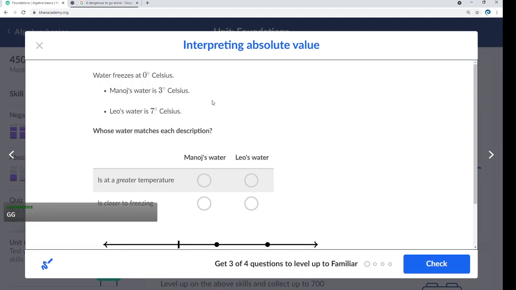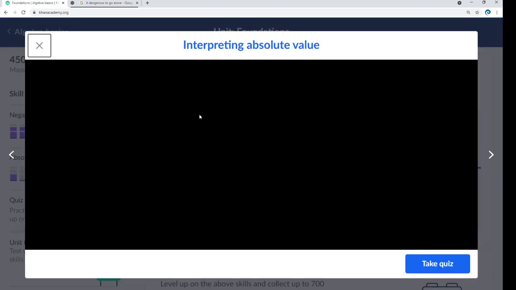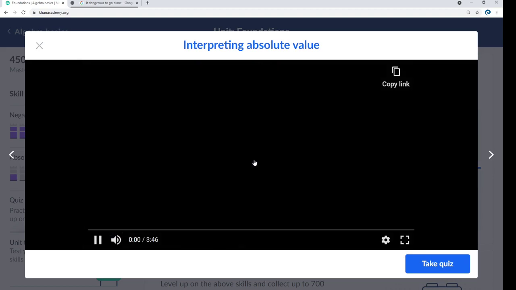Let's go. Okay, interpreting absolute value. I don't know what that means. I want to learn it before I go in there. Interpreting absolute value.